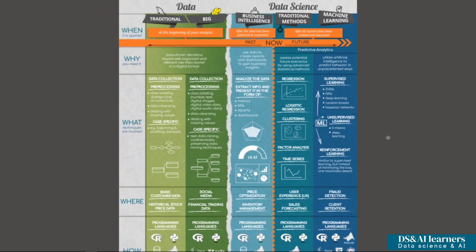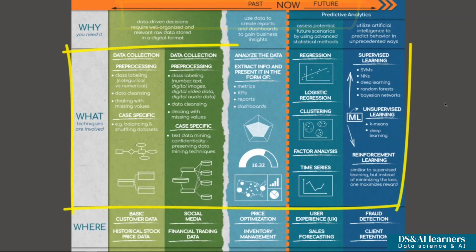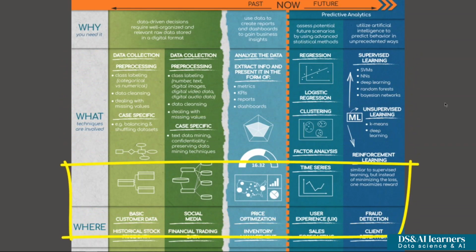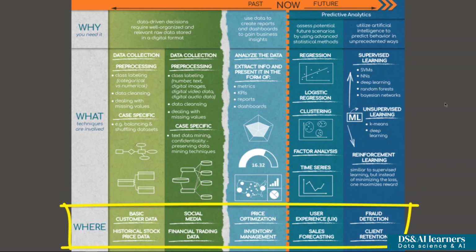relational data, big data, BI, traditional data science methods, and machine learning. Once we've covered that, we will provide examples of where these disciplines can be applied in real life.